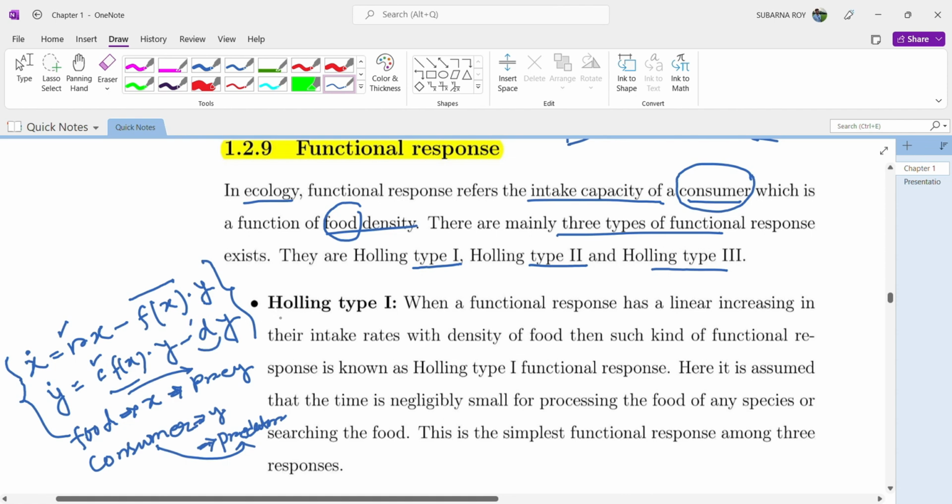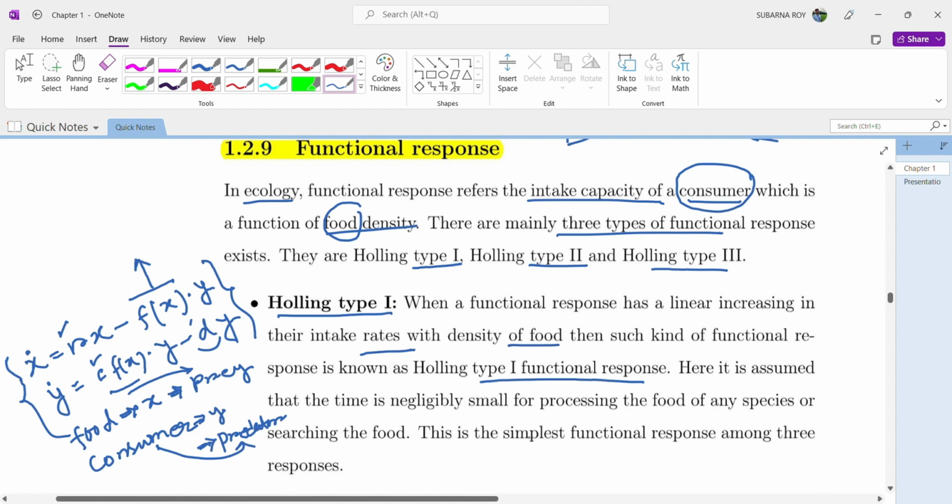So Holling type 1 functional response, what will be its effects? When a functional response has a linear increase in the intake rate with the density of food, that is prey, such a functional response is known as Holling type 1 functional response. Here it is assumed that the time for processing or searching the food is negligibly small. This is the simplest among the functional responses.